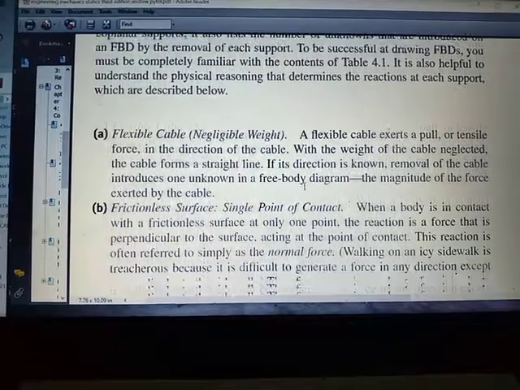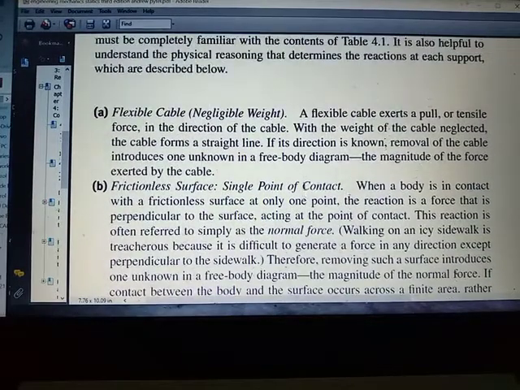So, ito yung mga kailangan nating tandaan pag kukuha tayo ng free body diagram. So, pag flexible cable, pag sinabi nating cable, maybe ipapakita ko dito sa board.